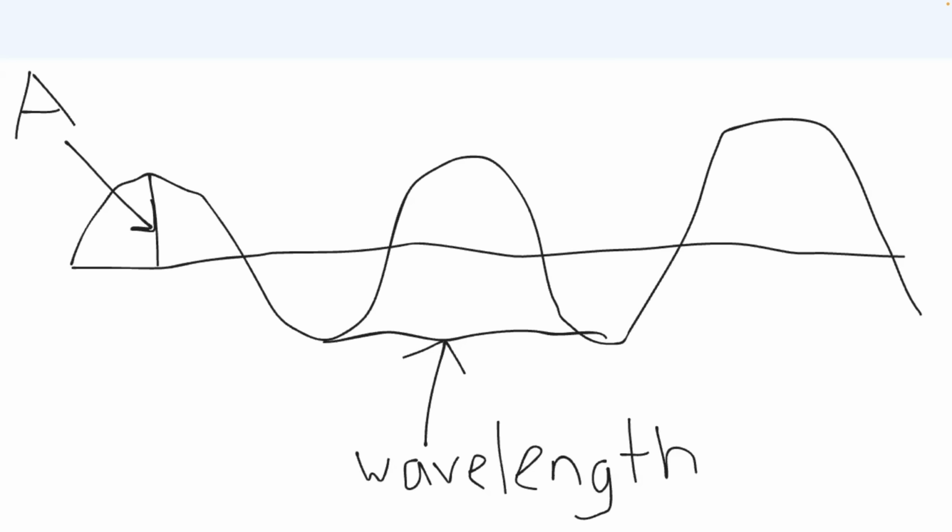Here's an example of a wave, and this can be modeled by a sine curve. So the amplitude is just the highest point, and it'll be constant. The wavelength is the distance between two of the same points, as shown by the bottom.